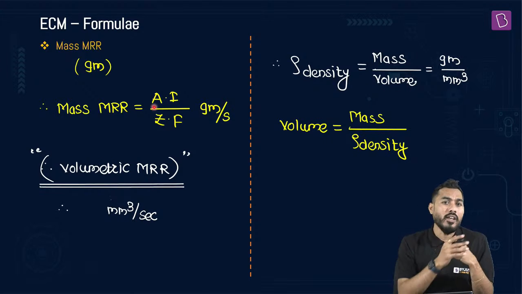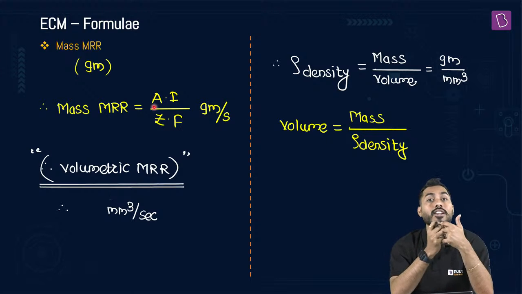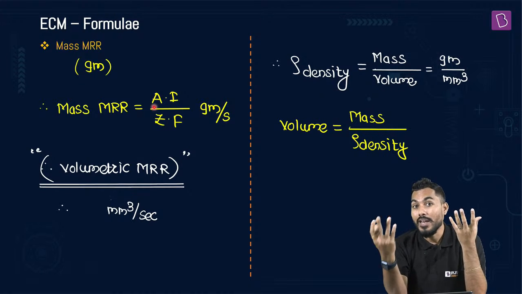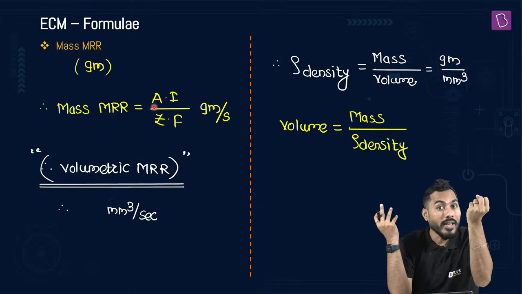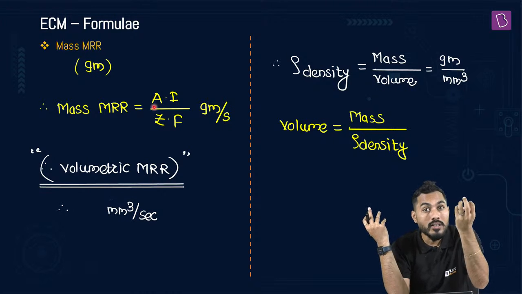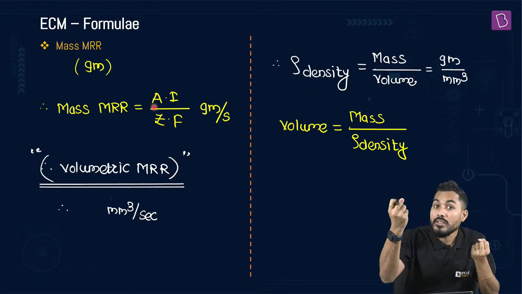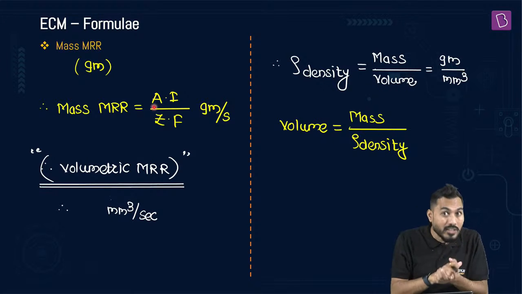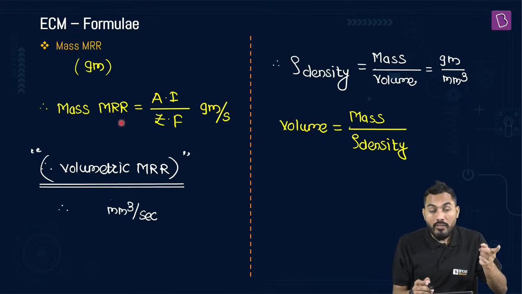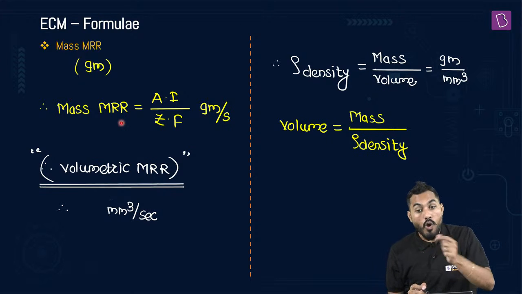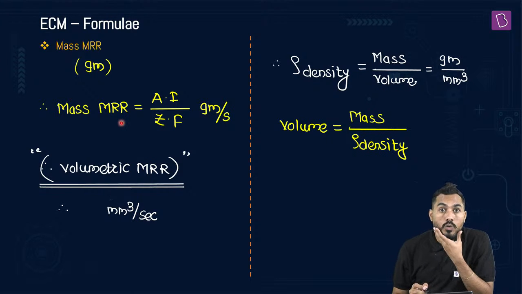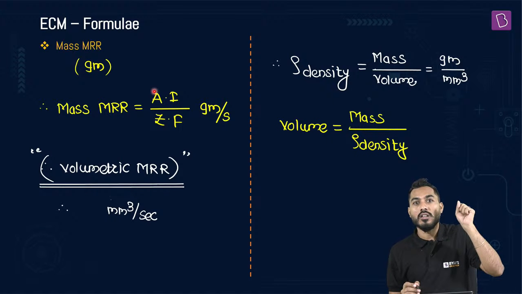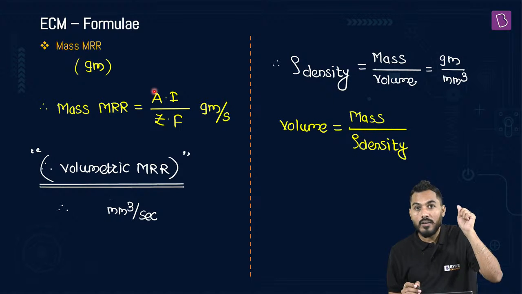But if it is an alloy, if copper and aluminum are mixed together in a certain percentage, 50% copper and 50% aluminum, then can I say copper has its own density, its own valency? Aluminum has its own density and its own valency. They both have different values. So if an alloy is coming in the picture and I ask you to calculate mass material removal rate or volumetric MRR, then what will I do? Should I use the gram atomic weight of aluminum? Is it like that? No.